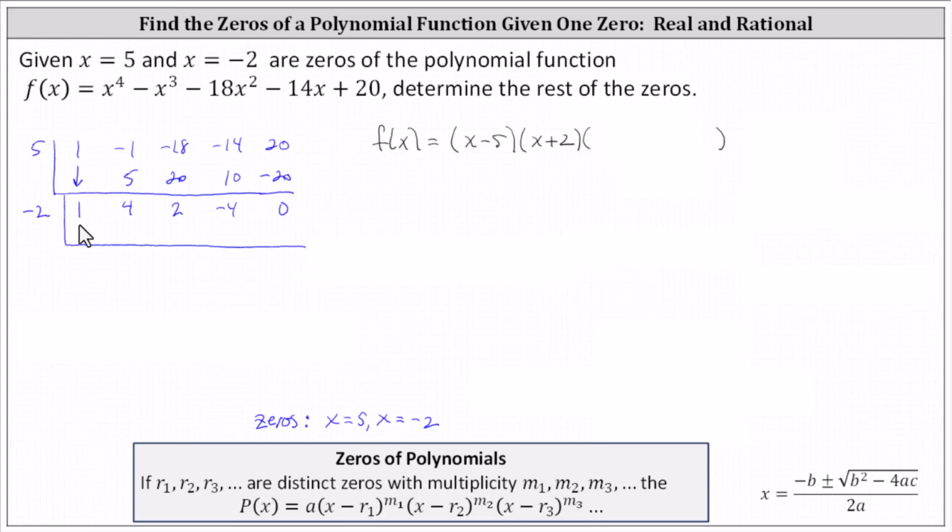To begin, we bring down the 1, multiply by negative 2. 1 times negative 2 is negative 2. Add, which is positive 2. Multiply by negative 2, which is negative 4. Add, which is negative 2. Multiply by negative 2, which is positive 4. Add, and again we have a remainder of 0. This last line represents the remaining quadratic factor, which is x squared plus 2x minus 2.